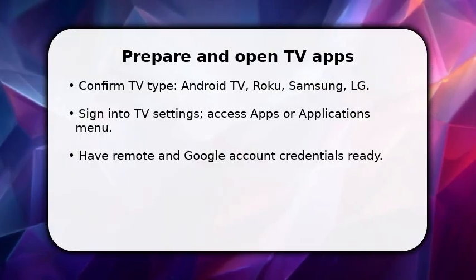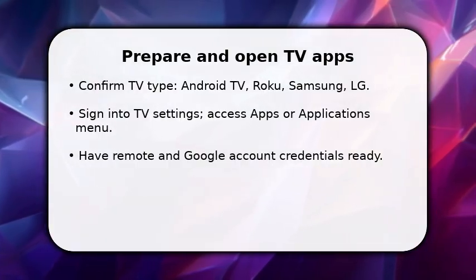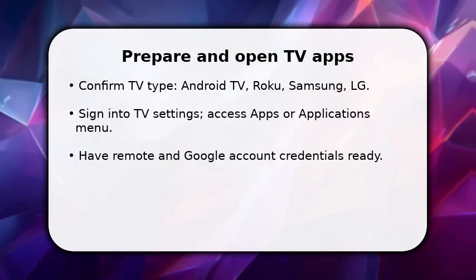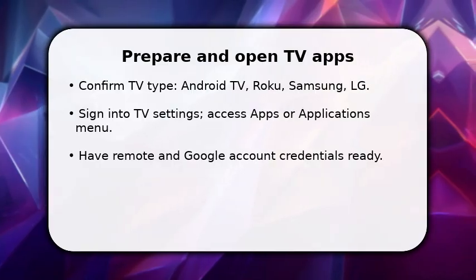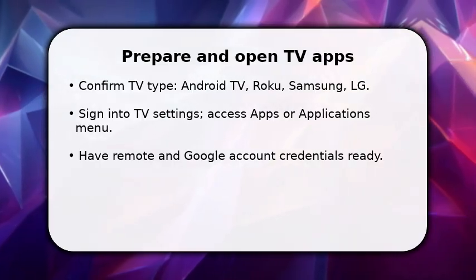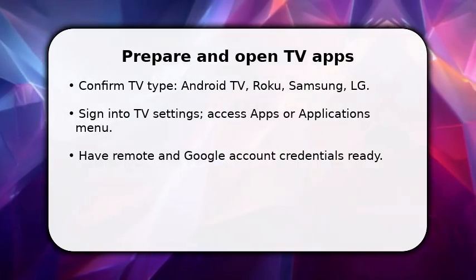You start by identifying your TV platform and opening the Apps or Applications menu. This matters because removal steps differ. Once done, navigate directly to the YouTube app entry and select it. Make sure to note if the app shows uninstall, disable, or remove updates. Each option leads to a different next step.